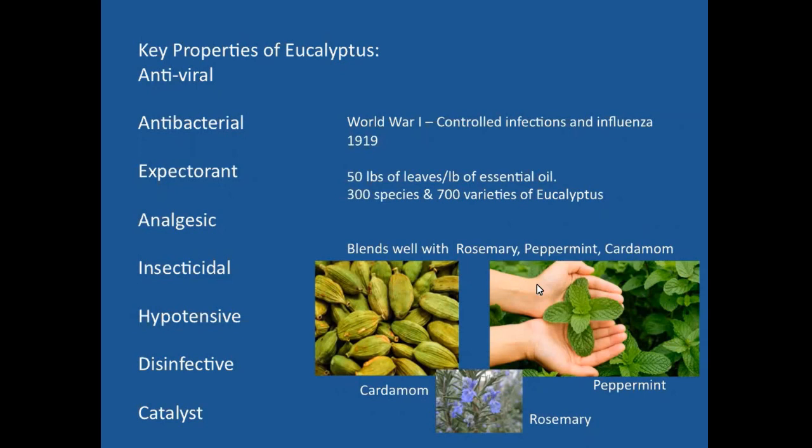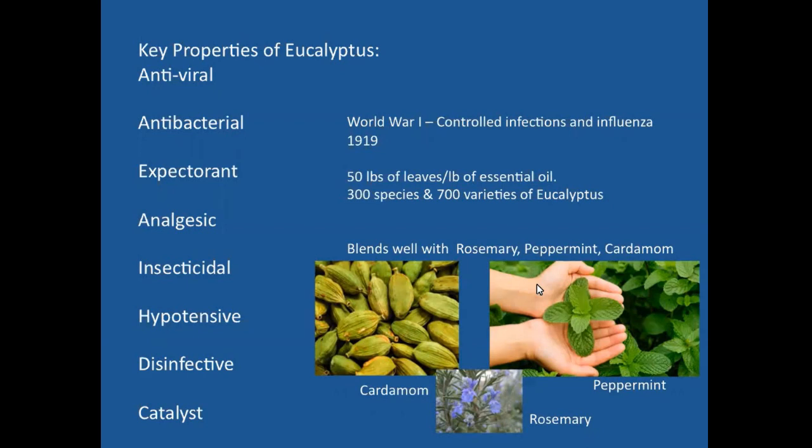So catalyst is a chemical term for a molecule that helps to move a reaction or a process forward with less energy than it would require without it. And enzymes do that same thing in chemical reactions. They function as catalysts. So that's another way that the eucalyptus oil can function.